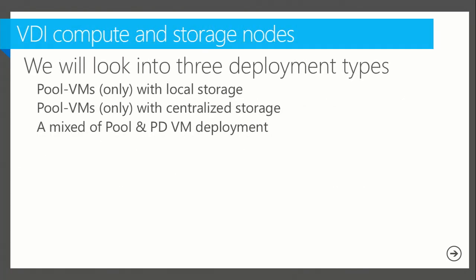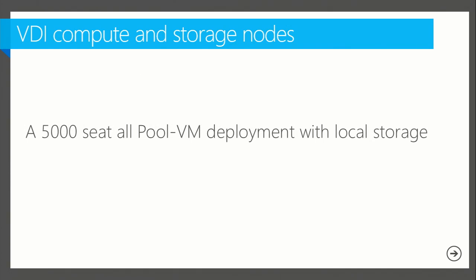Next is the compute and storage. We'll look at 3 types of deployments. Pool VMs only. These are the type of VMs where they're created from a gold VM, and there's a diff disk. And the mechanism for updating a VM is really to recreate the gold VM with the patches and then update or regenerate the existing deployment. Then we'll talk about pool VMs, the same kind of VMs, using centralized storage. And finally, we'll talk about a mix of a pool and PD deployment.